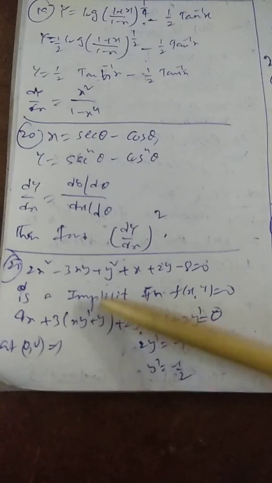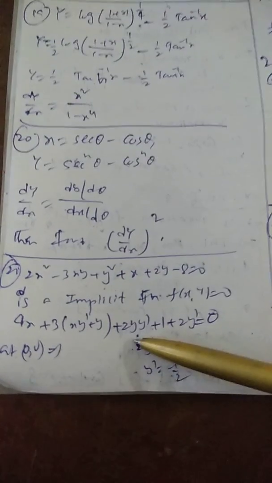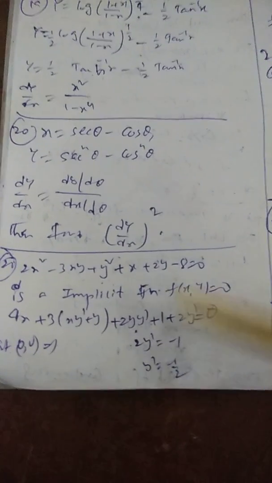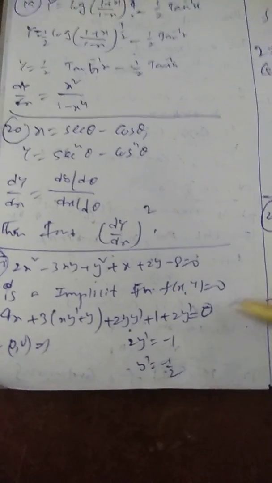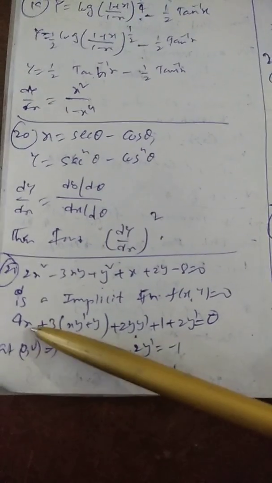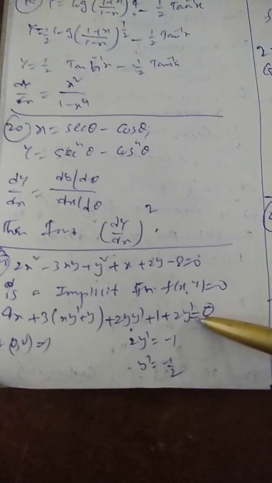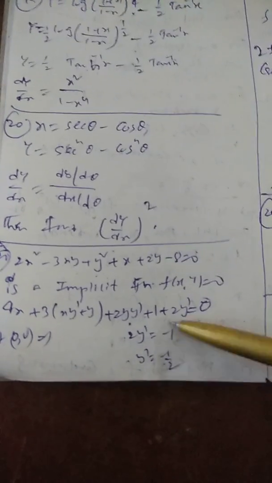Using the uv form: y square derivative 2y y dash, plus x derivative 1, plus 2y dash equals 0. At 0 comma 0, x is 0, y is 0. We'll get only 2y dash equals minus 1. So y dash is minus 1 by 2.